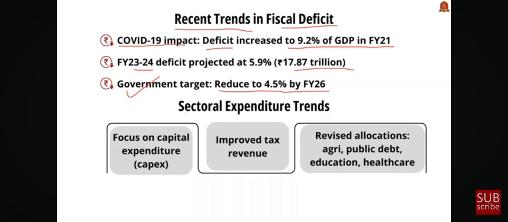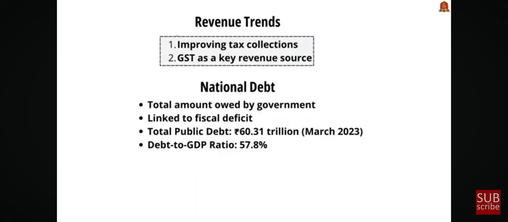So let us now see the sectoral expenditure trends. The major focus is on capital expenditure, and also the revised allocation on agriculture, public debt, education and healthcare has been a major talking point of the budget 2024. Moving forward, let us see some of the important factual data which comes very handy for UPSC mains answers.